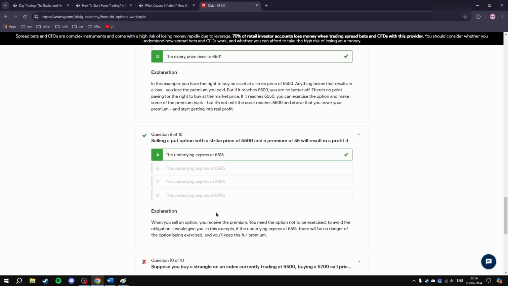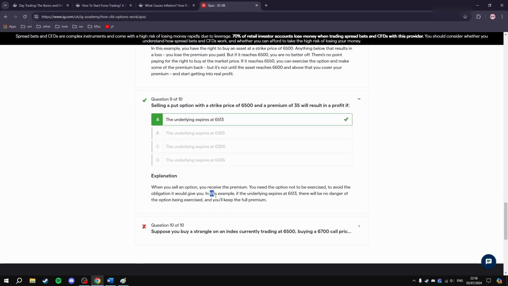So when you sell an option, you receive the premium. You need the option not to be exercised to avoid the obligation it will give you. In this example, if the underlying expires at 6,513, there will be no danger of the option being exercised and you keep the full premium.